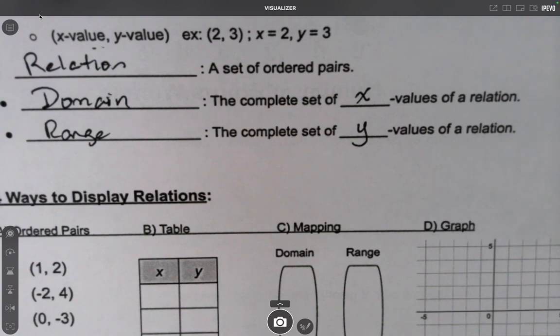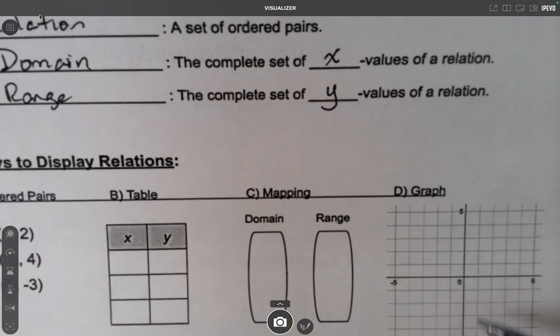Now range, if you think in music, range is how high or how low you can go, whether that be with your voice or with an instrument. So range has to do with high and low, which is vertical, just like the y-axis and the y values are.